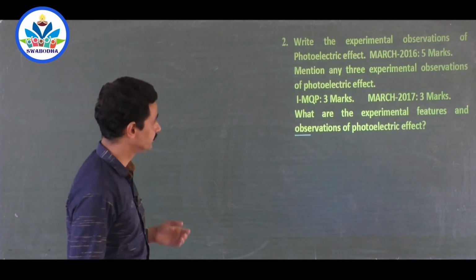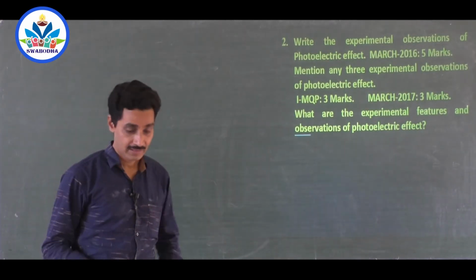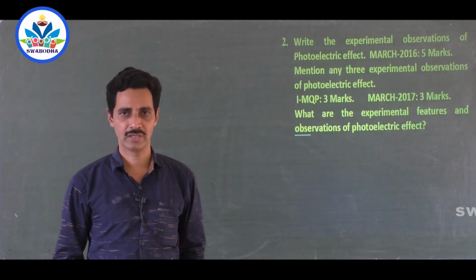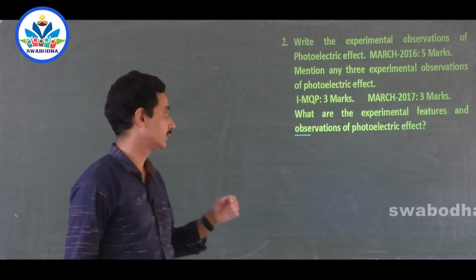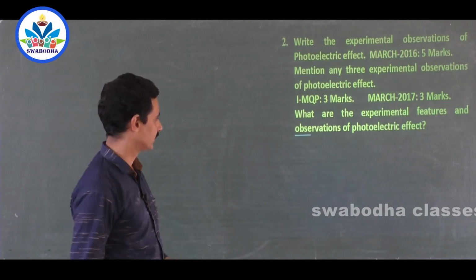The next question is, write the experimental observations of photoelectric effect. Not Einstein's explanation. Experimental observations of photoelectric effect. That there is a minimum frequency below which the photoelectric emission doesn't take place and all. We will see those experimental observations.